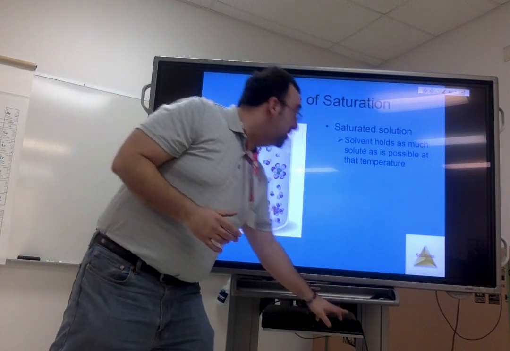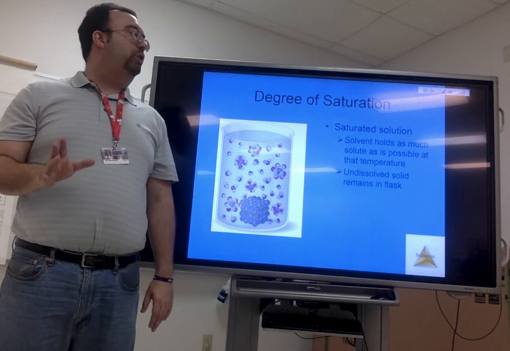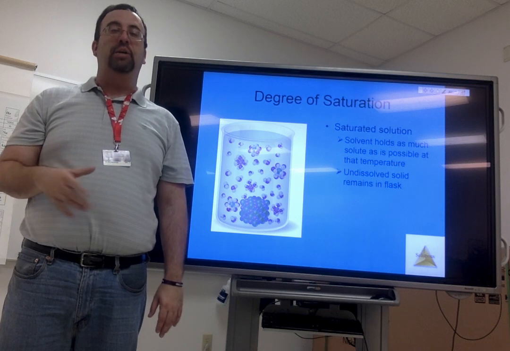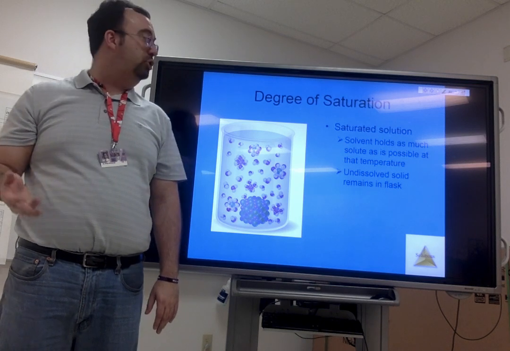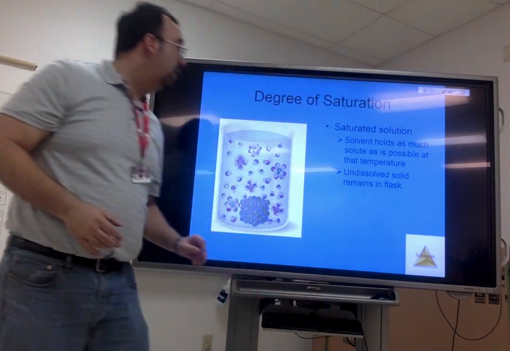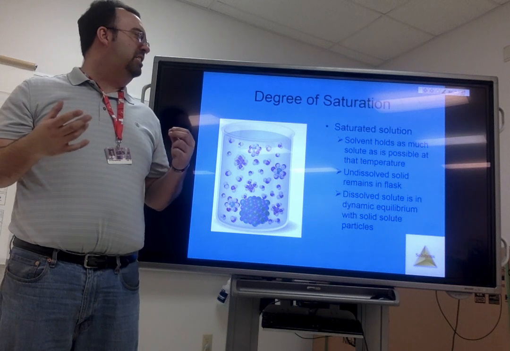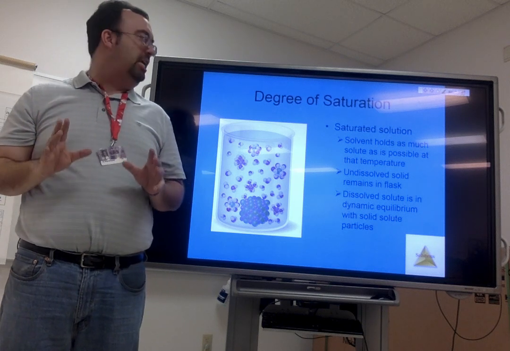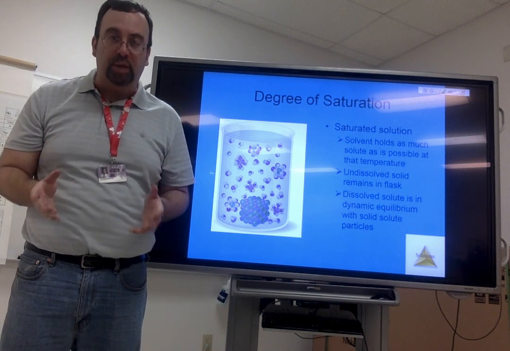We can also say that if there's any undissolved solid, it's going to remain in the flask. And so again, we refer to this as a precipitate because it falls out of the solution. The dissolved solute is in a situation called a dynamic equilibrium with the solid solute particles. So let me go ahead and explain what that means.